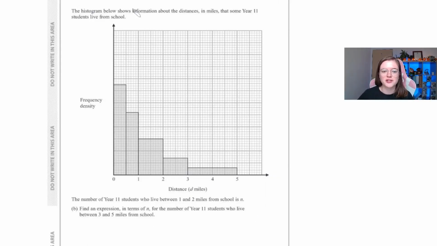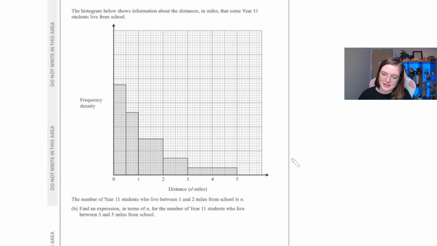The histogram below shows information about the distances in miles some Year 11 students live from the school. The number of Year 11 students who live between 1 and 2 miles from school is n. Find an expression in terms of n for the number of Year 11 students who live between 3 and 5 miles from school. So they've told us that the frequency of the number of students who live between 1 and 2 miles is n.